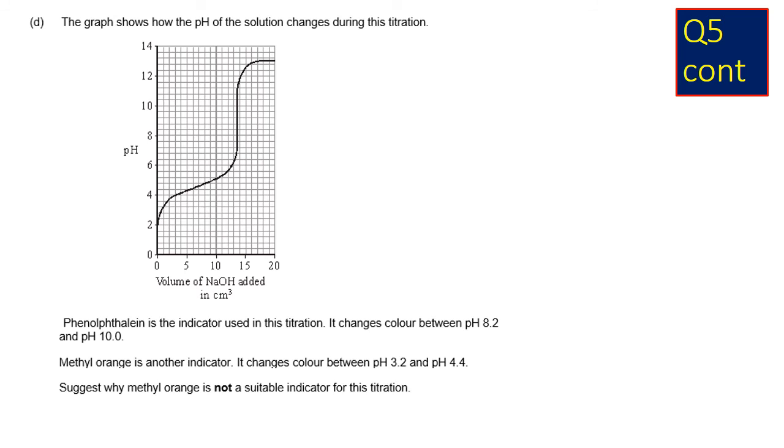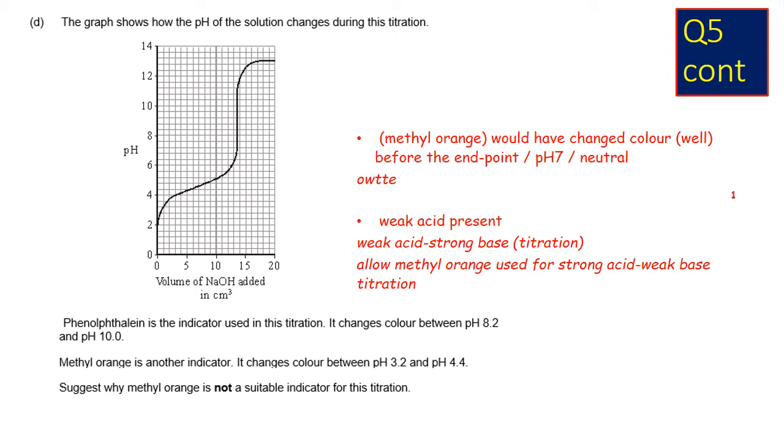We have a beautiful graph here showing the endpoint of this reaction, and we're told phenolphthalein is an indicator used in this titration, and it changes colour between pH 8.2 and pH 10. Methyl orange is another indicator. It changes colour between pH 3.2 and 4.4. Suggest why methyl orange is not a suitable indicator for this titration. The first mark is for: methyl orange would have changed colour well before the endpoint. There's also a weak acid present, so methyl orange is much better used with a strong acid, weak base titration.